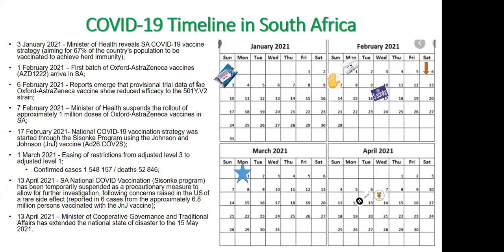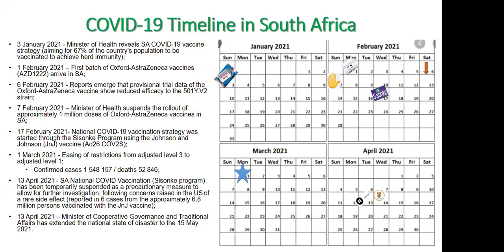By the 1st of February, the first batch of Oxford AstraZeneca vaccines were received, and there was much excitement. I think there was a lot of hope that was given. And unfortunately, on the 6th of February, reports started to emerge that the provisional trial data of the Oxford AstraZeneca vaccine seemed to show reduced efficacy towards the 501YV2 strain, which at that stage was the predominant circulating strain in South Africa. So literally on the 7th of February this year, the minister suspended the rollout of the Oxford AstraZeneca vaccines, and that was almost around 1,000 doses. And I think it was really a trying time for South Africa.